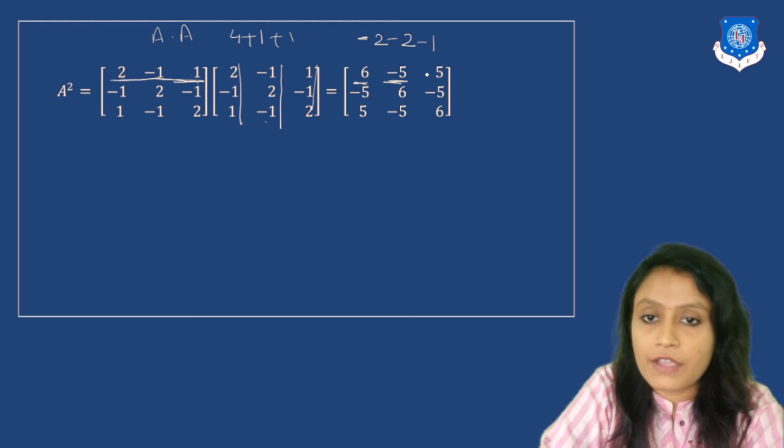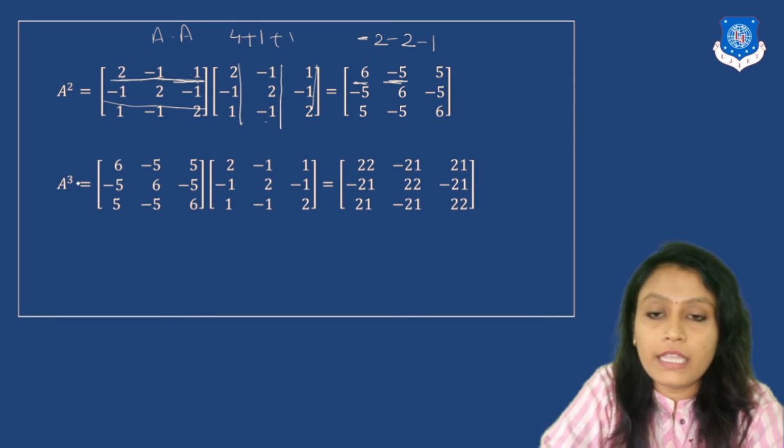So you will get this 5 here. Then we have to consider this row and again we have to consider this 3 column one by one. So you will get this 3 value, right? Similarly you have to solve for this also. So you will get the answer of A square.